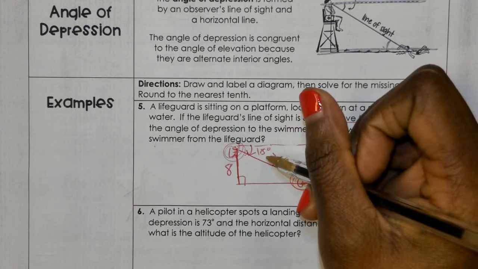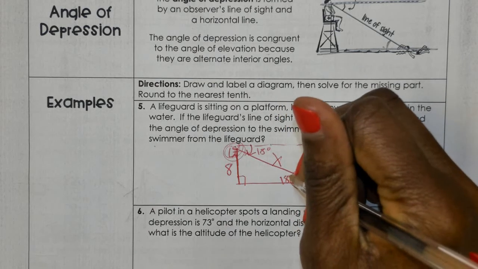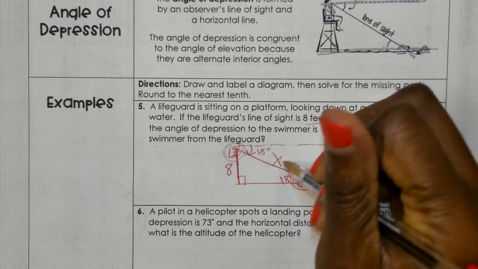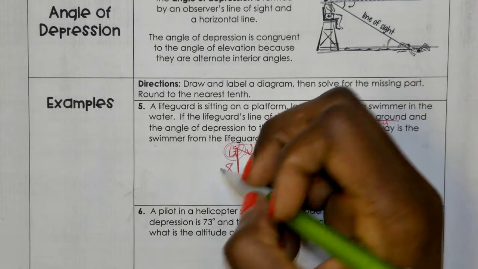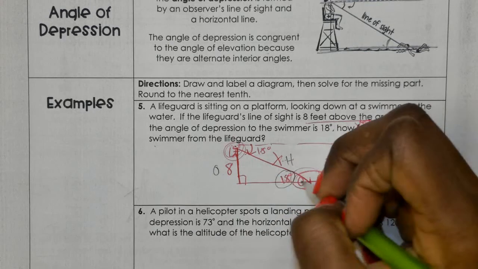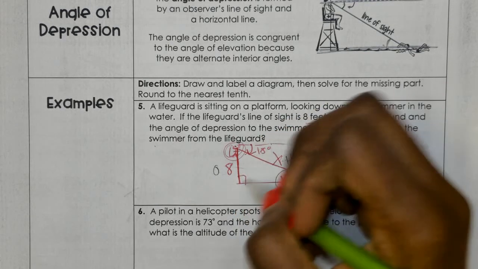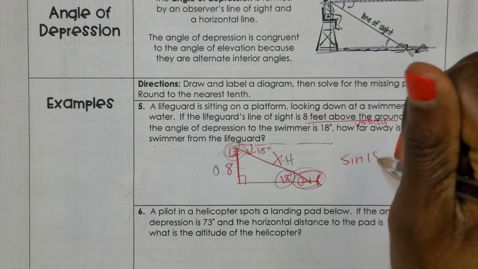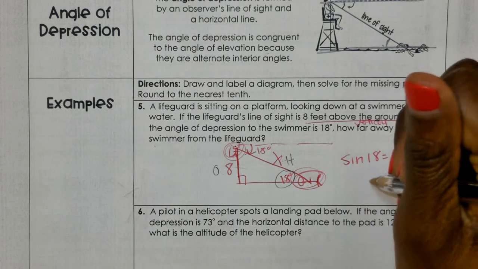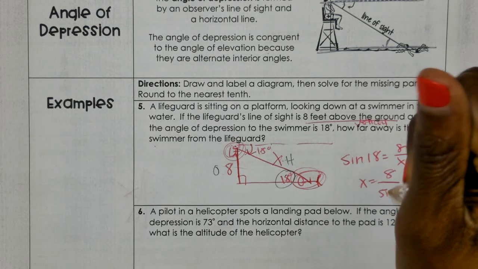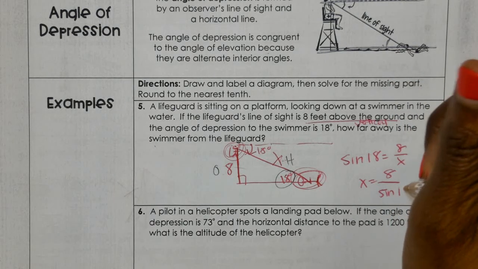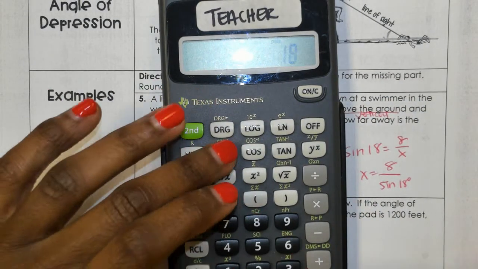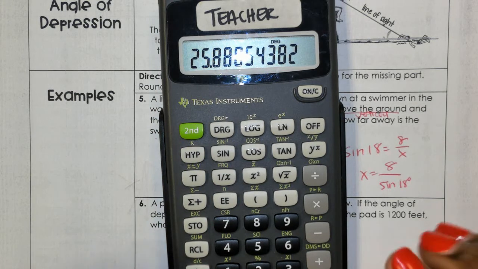Well, 18 is not in the triangle, so we want to put it in its alternate interior spot so that we can use trig now with these two sides and this angle. So we have O and H, and from this angle we have O, the opposite side, and H, the hypotenuse, so you can do your trig. This is going to be one where we divide because the number was on the numerator. So it would be 8 divided by sine 18, which equals about 25.9.